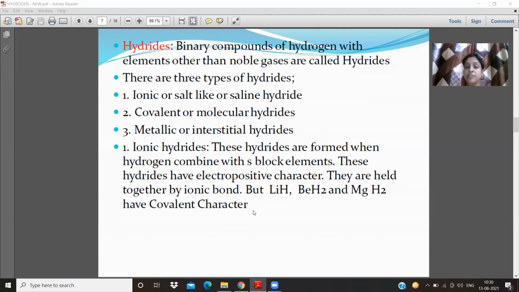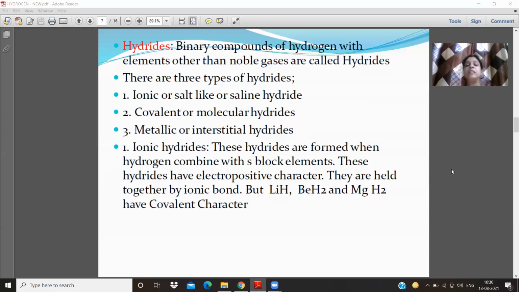और हम उन्हें salt like भी कहते हैं क्योंकि इनमें salt nature होता है इन hydrides का usually, और saline hydrides भी होते हैं, as well as the ionic bond is present in them. But the first member of group 1, that is lithium, and the second member of group 2, like beryllium and magnesium hydrides, show covalent character.